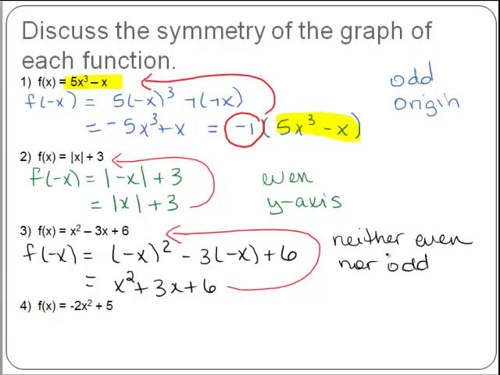Now this is quadratic, so it is symmetrical, but it is not symmetric about the y-axis, nor the x-axis, nor the origin. So for now, we're going to say not symmetric, because we're really only dealing with those 3 things right now.